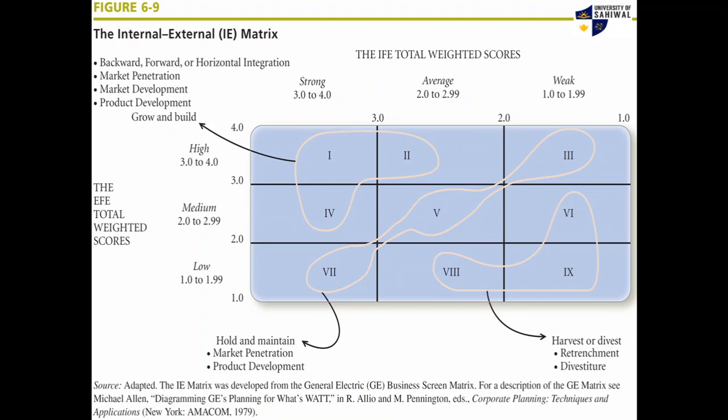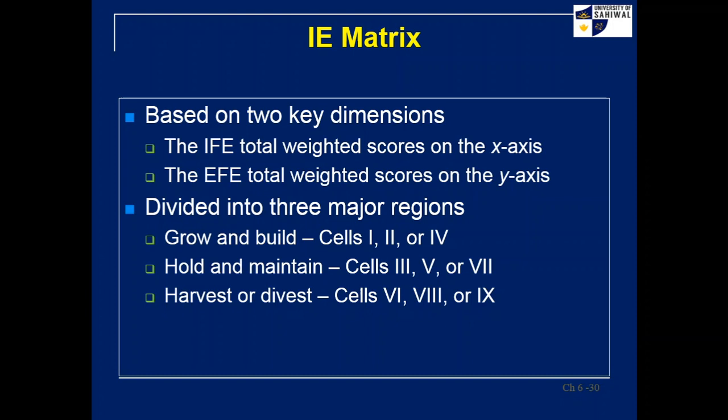Firstly, we need to place our SBUs, strategic business units or divisions, into different cells, and then based on that we will decide the most suitable strategy for that business. The placement in these cells will be based on the IFE total weighted score and the EFE total weighted score, the internal factor evaluation weighted score and the external factor evaluation weighted score. So IFE will be on the x-axis and EFE over the y-axis. That's what we will do.